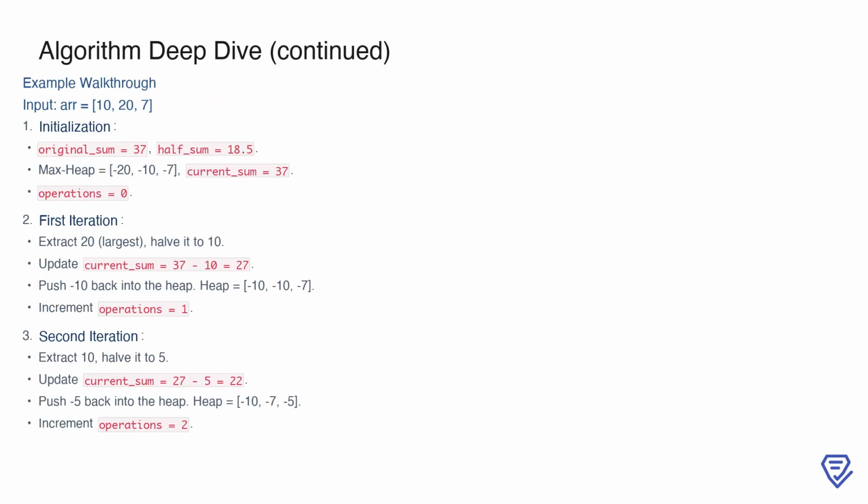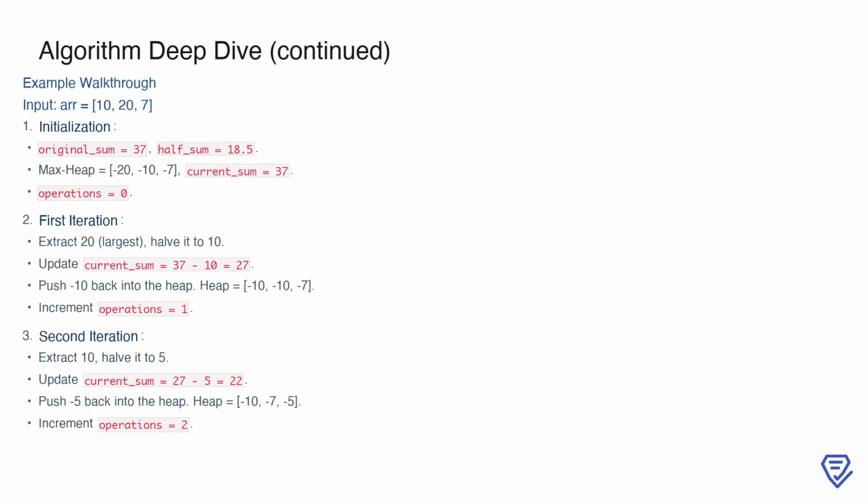Let's walk through an example to understand how the algorithm works. Consider the input array 10, 20, 7. First, we calculate the original_sum, which is 37, and determine the half_sum as 18.5. We initialize the max heap with the negative values of the array, resulting in -20, -10, -7, and set current_sum to 37. The operations counter starts at 0.